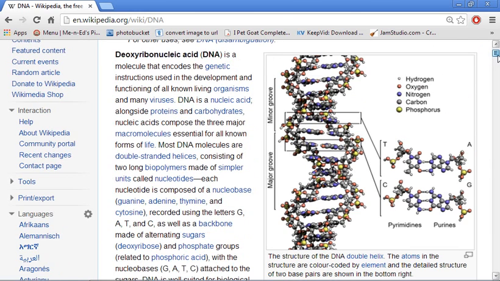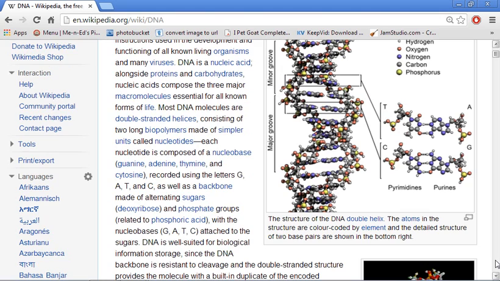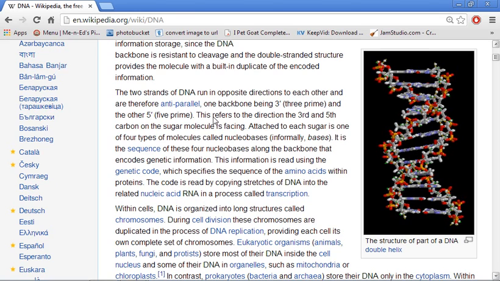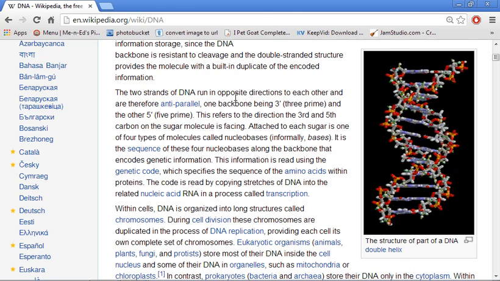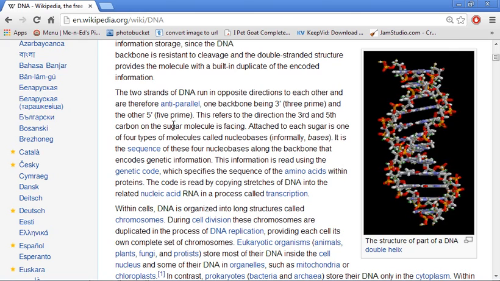Now we've talked a lot about Nephilim encoding into our genes. And when I started doing a little more research into DNA, this just blew me away. We actually have 2 strands of DNA that oppose each other. They actually travel in alternate directions to one another, and it is called anti-parallelism. The 2 strands of DNA run in opposite directions to each other and are therefore anti-parallel, one backbone being 3 and the other 5.